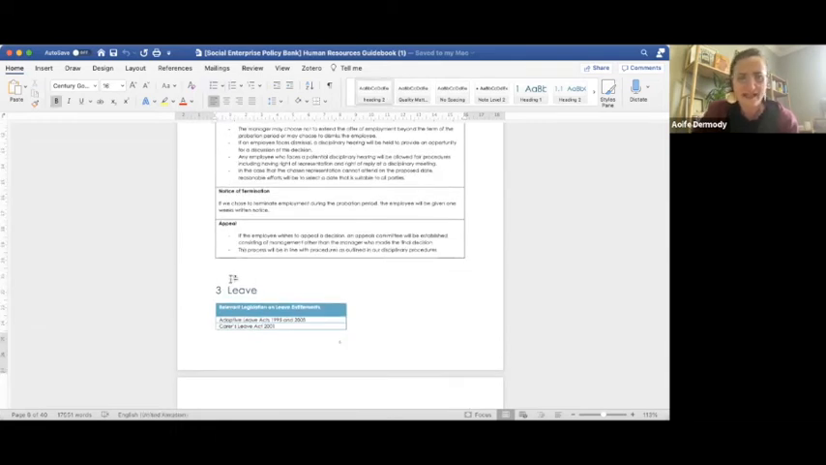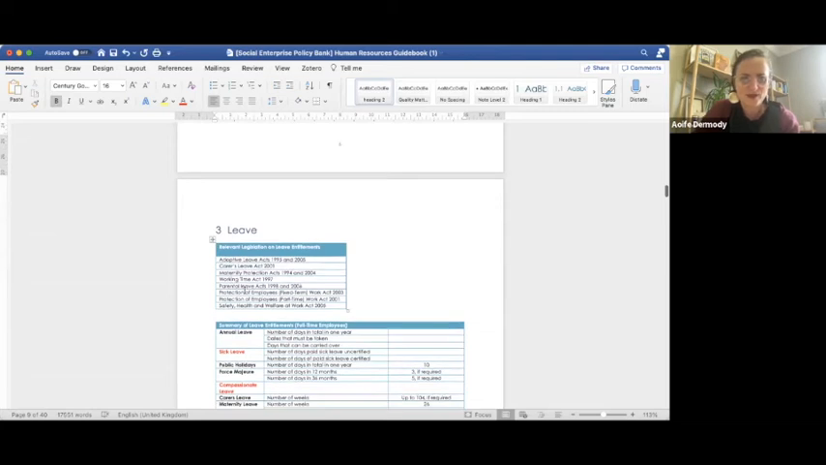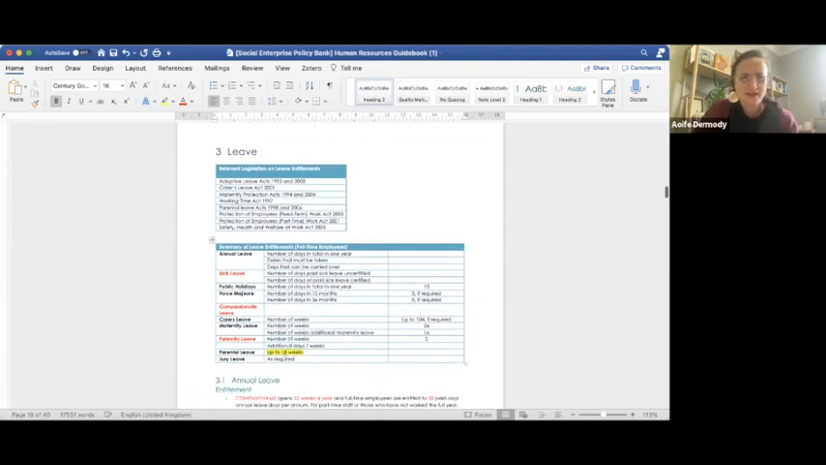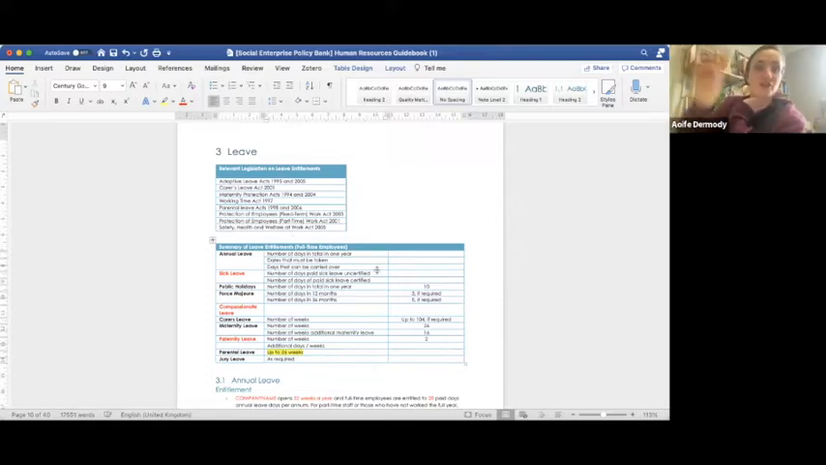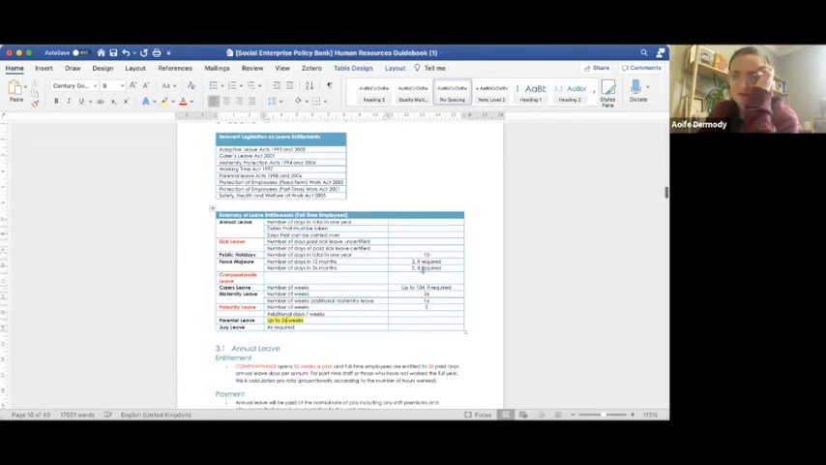Here's a section on leave. Let's pop this down onto the next page so we can see it together. What you'll see is that there's a summary of leave, and then the rest of the section goes into detail. So this is a high level summary of leave, where we put in the column here what is statutory, and you may extend that.